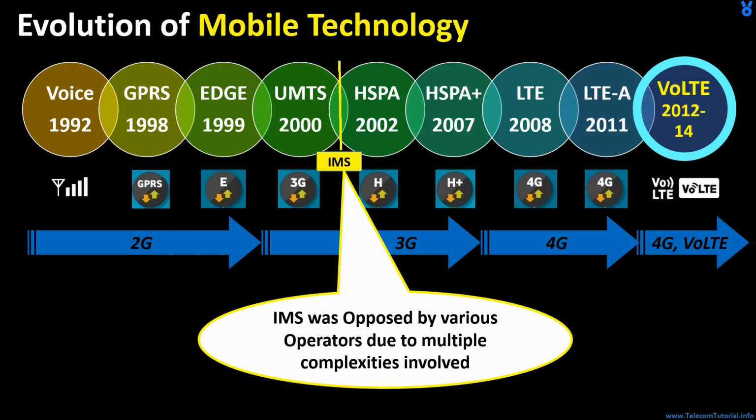Well, at that time, IMS was opposed by so many operators due to multiple complexities involved. Since 2G and 3G were able to provide almost all the required data and voice services, no one felt the actual need of IMS at that particular time in year 2002. Well, there was no business case for IMS long back in 2002.